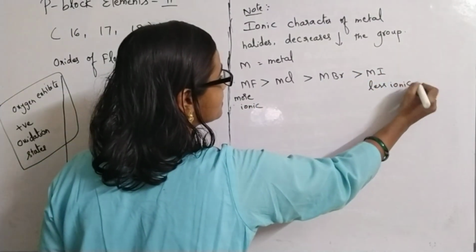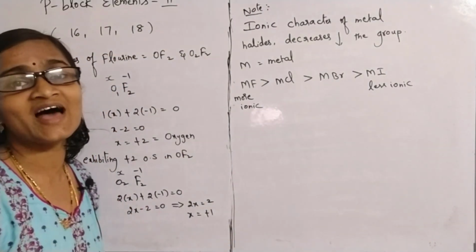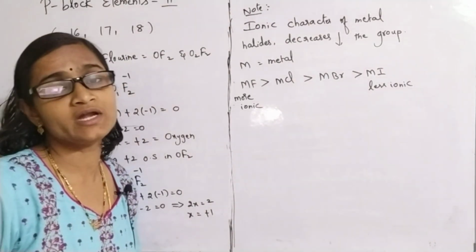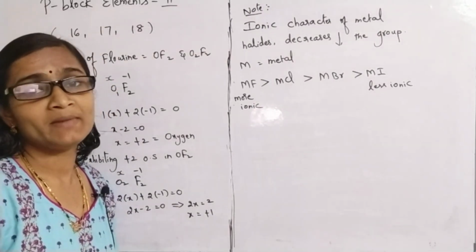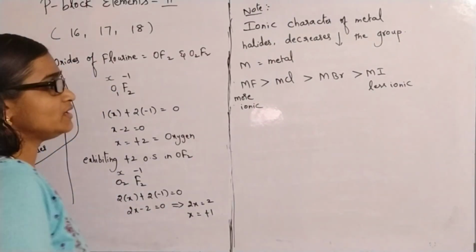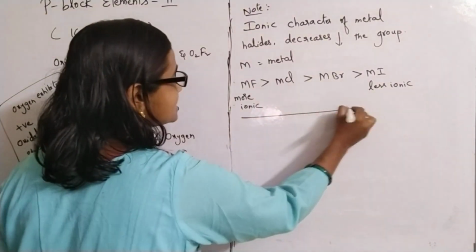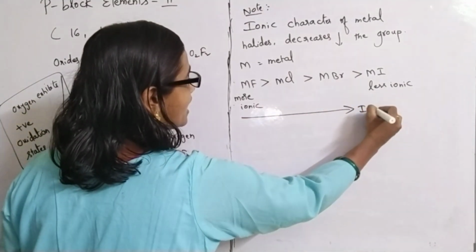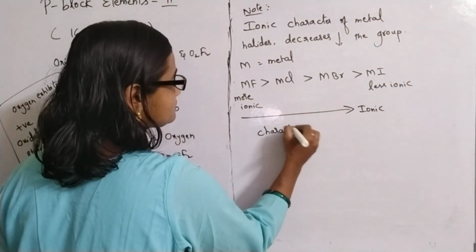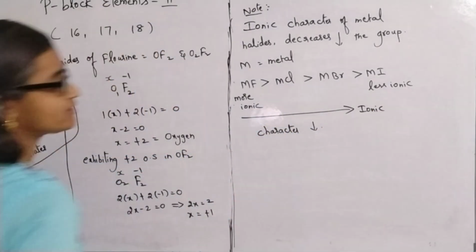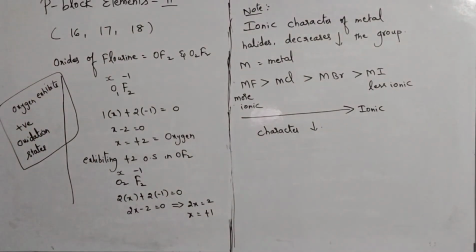You have learnt about these points even in Fajan's rule, in chemical bonding, where we learnt about metal halides. Please remember, ionic character of metal halides decreases down the group. This point also please remember.